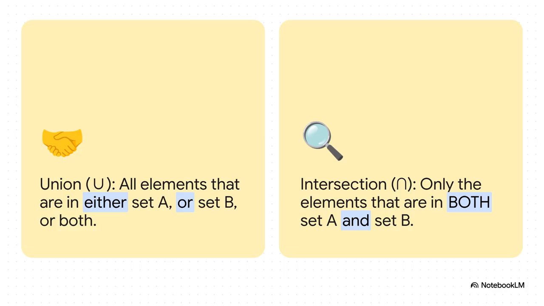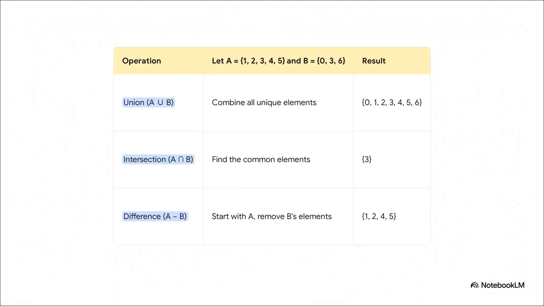An intersection, on the other hand, is much more exclusive. It's only the songs that you both have. It's your shared musical taste. All right, let's make this crystal clear with some numbers. We've got set A and set B. Their union?